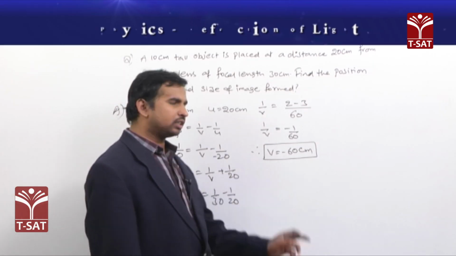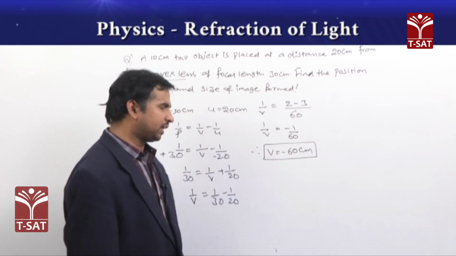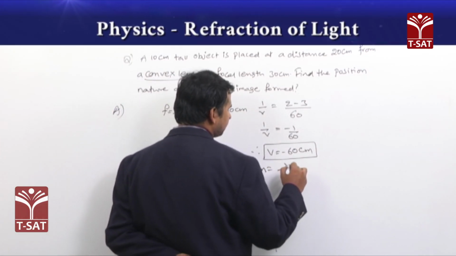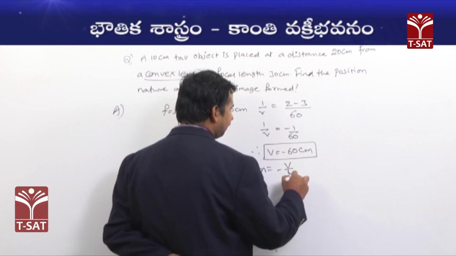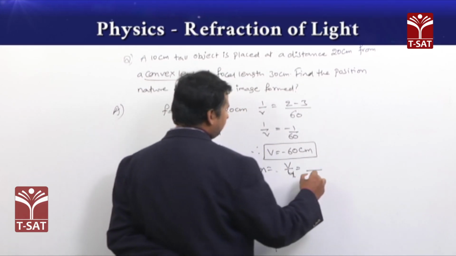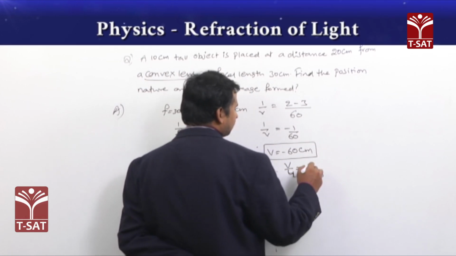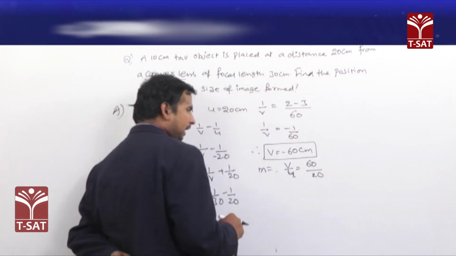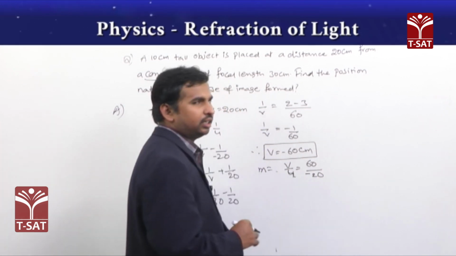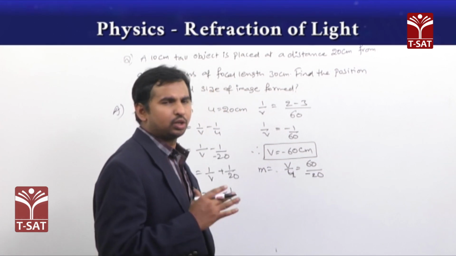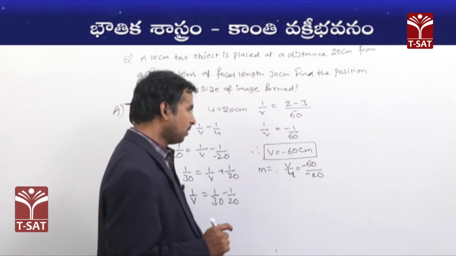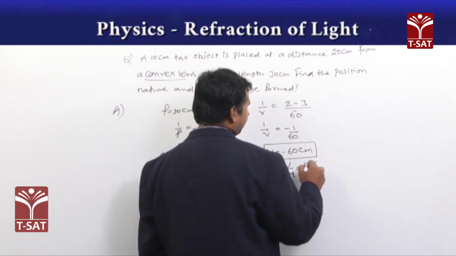Okay. Now that we have the image distance, we can find the magnification. The magnification m is equal to minus v by u, where u is given as 20 and the image distance we got as 60. The object distance is minus. And in this particular case, we have to take both the object distance and image distance as minus, because both are on the same side in this special case. Then both get cancelled, and we are getting 3.